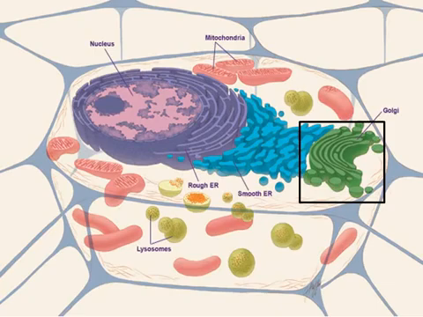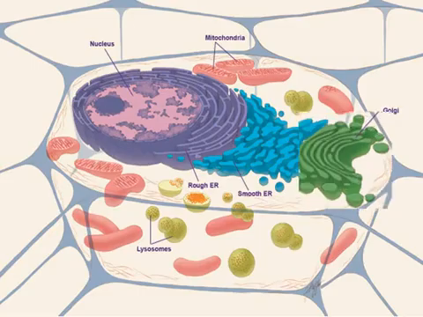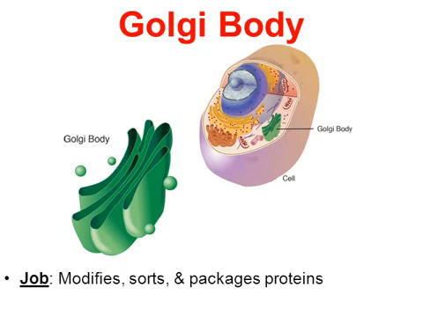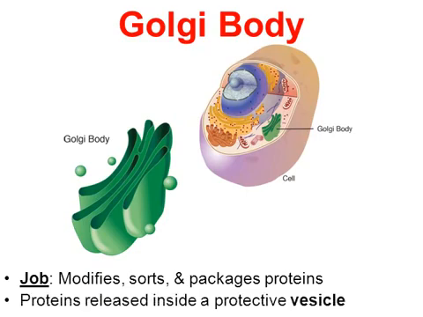So if we come back out here to our diagram, I've highlighted the flashing box of the Golgi body. Let's zoom in to the Golgi body. You might often hear it called the Golgi apparatus or the Golgi complex. It's always going to be called Golgi because it's named after the scientist with the last name Golgi who discovered it. The job of the Golgi body is to receive proteins that ribosomes made, modify them, sort them, and package them so they can be exported from the cell. The Golgi body will put the proteins into a protective little envelope known as a vesicle.